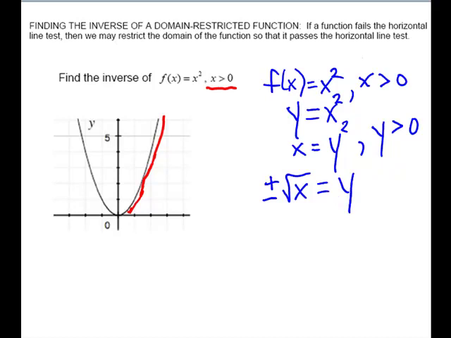But notice we have this restriction now on y, which says y has to be greater than 0, which means y has to be the positive choice, since it has to be greater than 0. And so we will just have the positive square root, and if you don't write plus and minus, it is the positive square root of x equals y. Or we can rewrite with inverse notation.